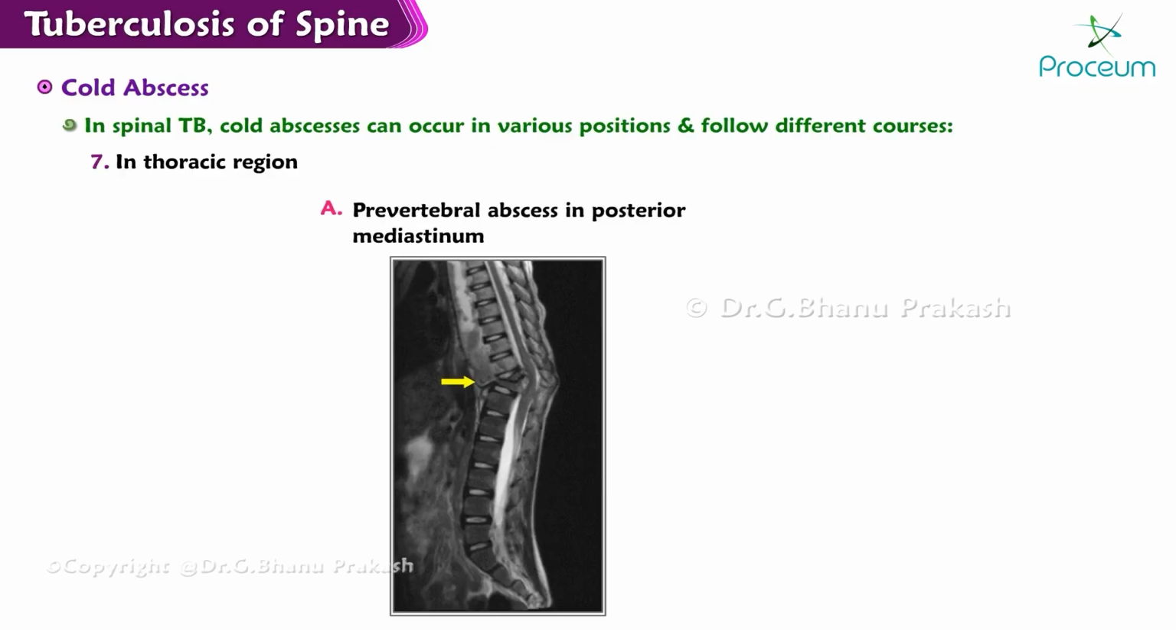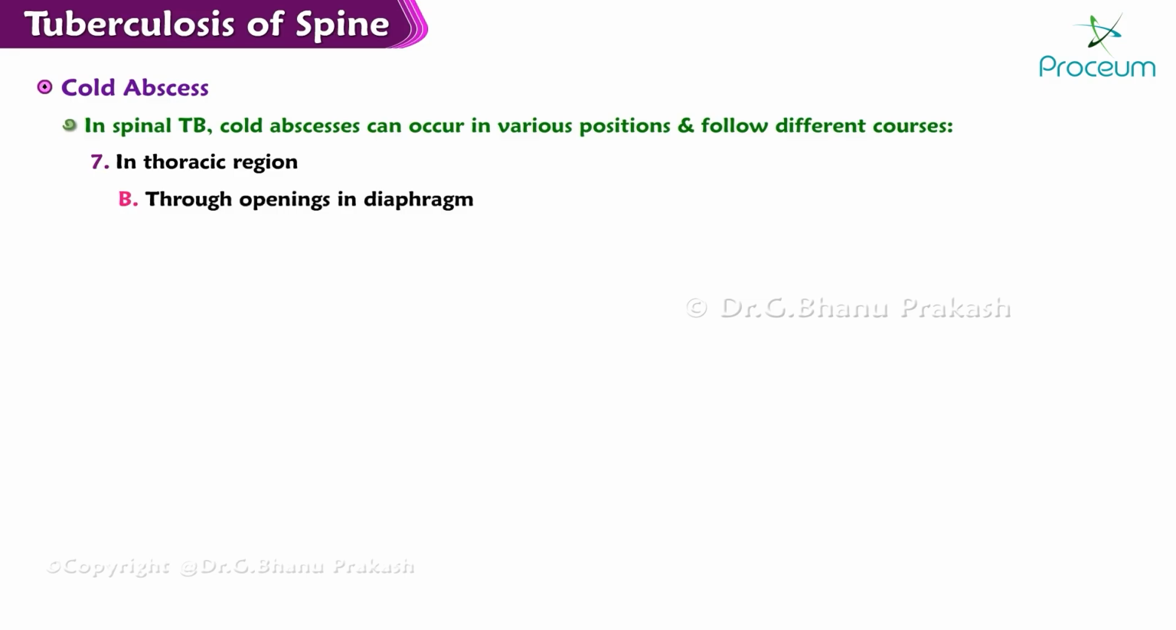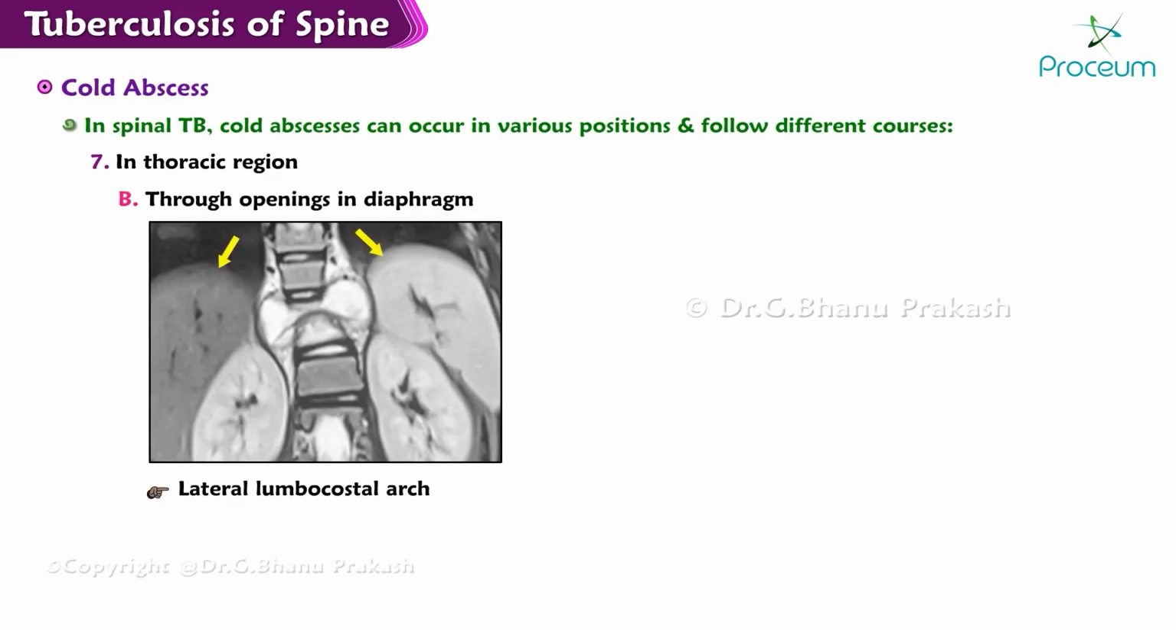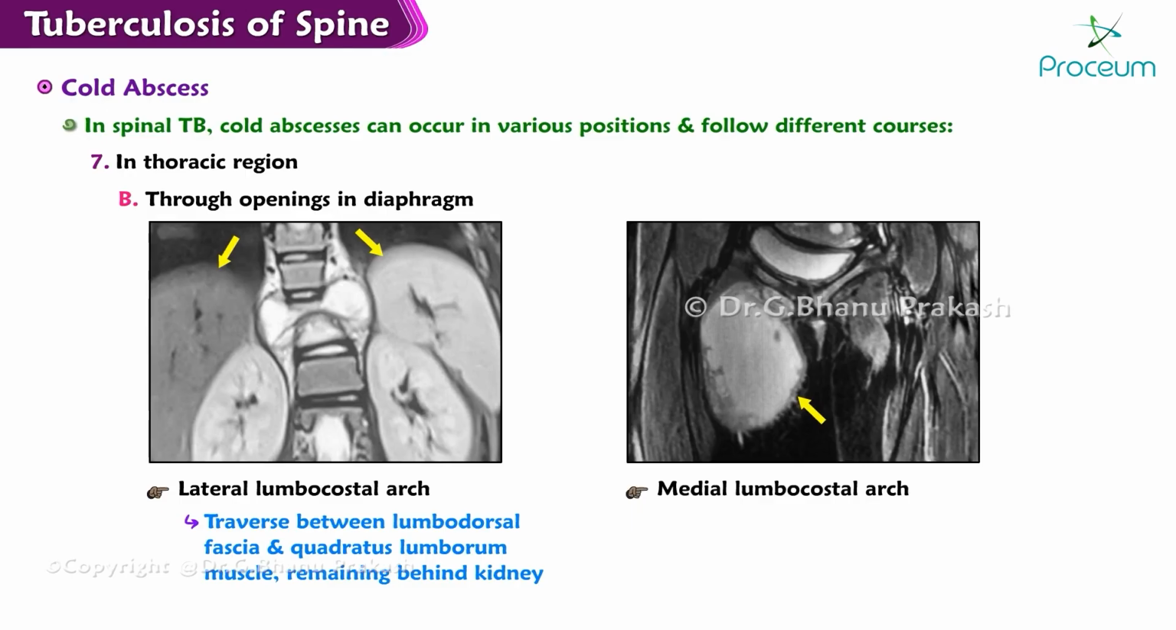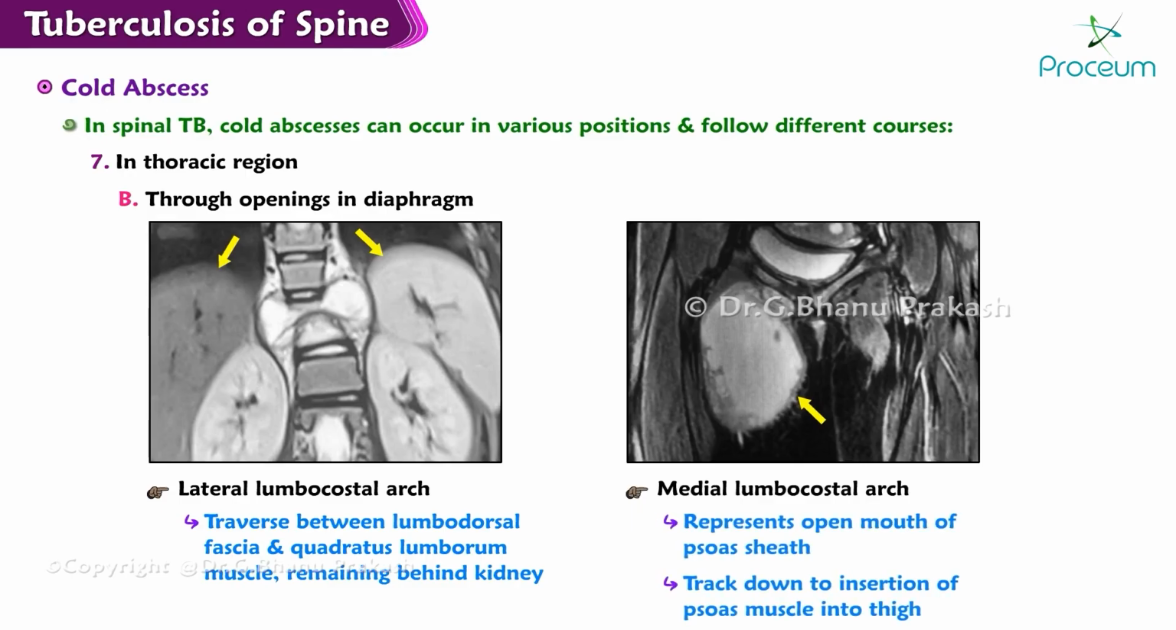Prevertebral abscess in the posterior mediastinum. The cold abscess may remain in this region. B. Through openings in the diaphragm. Lateral lumbocostal arch. It can traverse between the lumbodorsal fascia and quadratus lumborum muscle, remaining behind the kidney. Medial lumbocostal arch. It represents the open mouth of the psoas sheath and can track down to the insertion of the psoas muscle into the thigh.